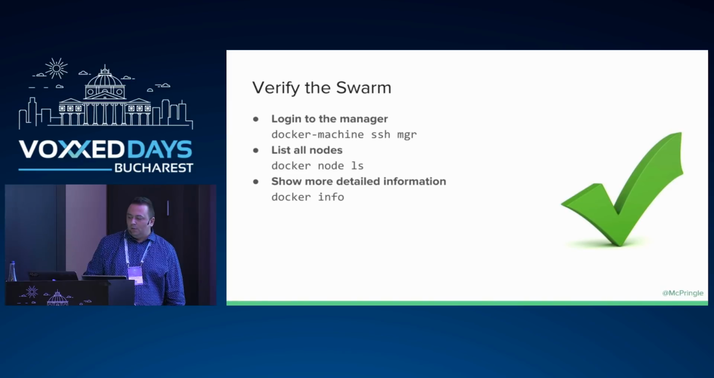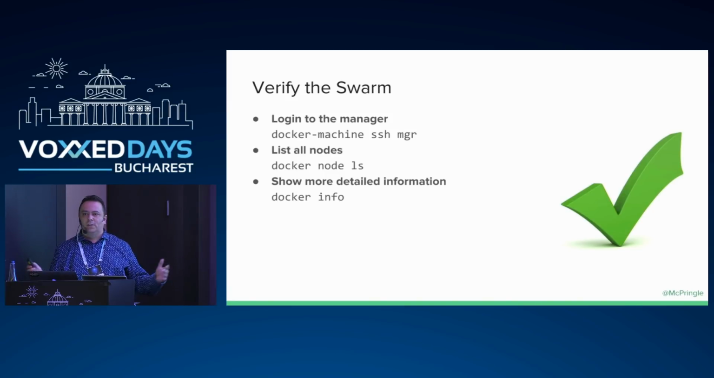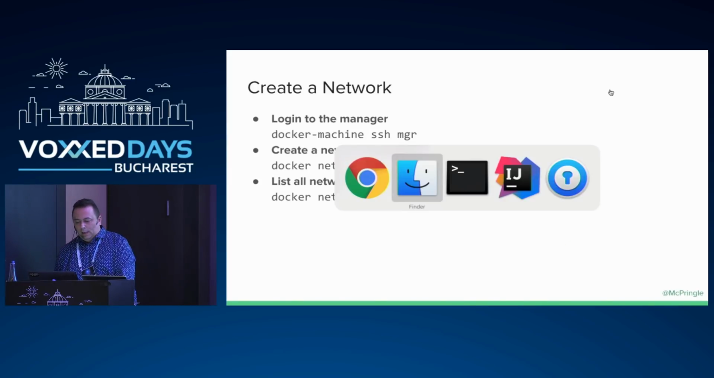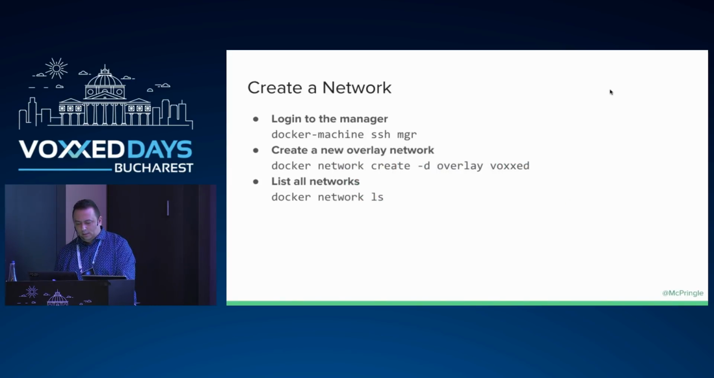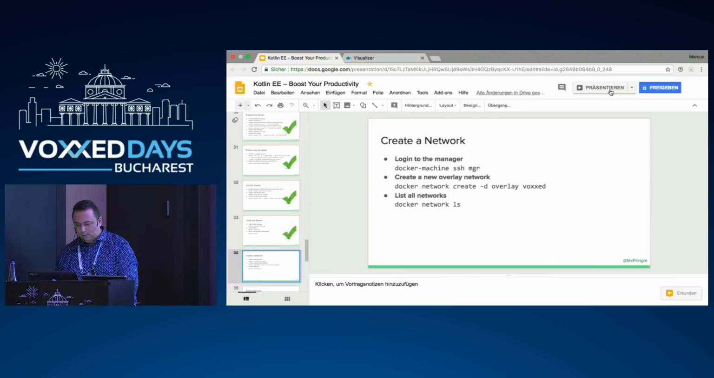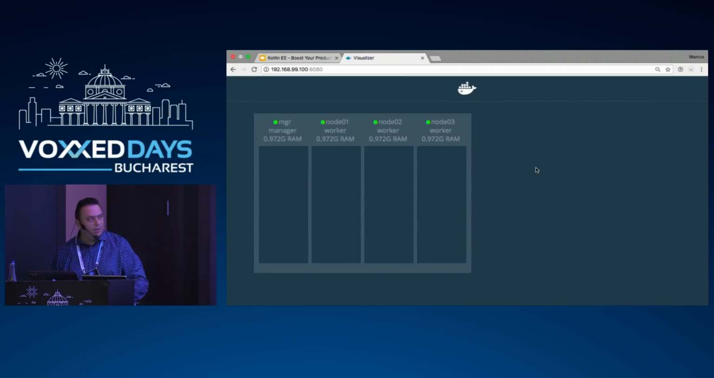Okay, you can verify everything. There are commands to list the nodes. docker node ls for list, docker info for some detailed infos, IP addresses if you like. And then you end up in this view. So we have one manager and 3 nodes together in one swarm.